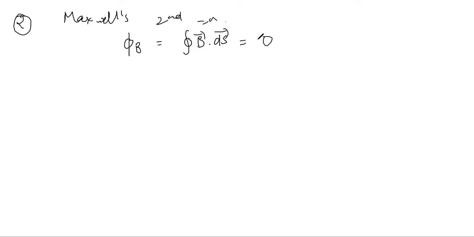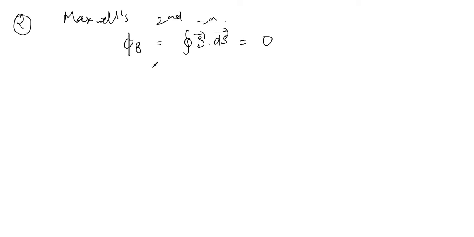Now let's talk about Maxwell's second equation. Similar to the electric field, for the magnetic field, the magnetic flux around a closed surface is given by this term over here. And for any closed surface, as many magnetic field lines enter that surface, exactly as many magnetic field lines are going to leave that surface. That means this is equal to zero, because the magnetic field lines entering and leaving are exactly equal to each other.